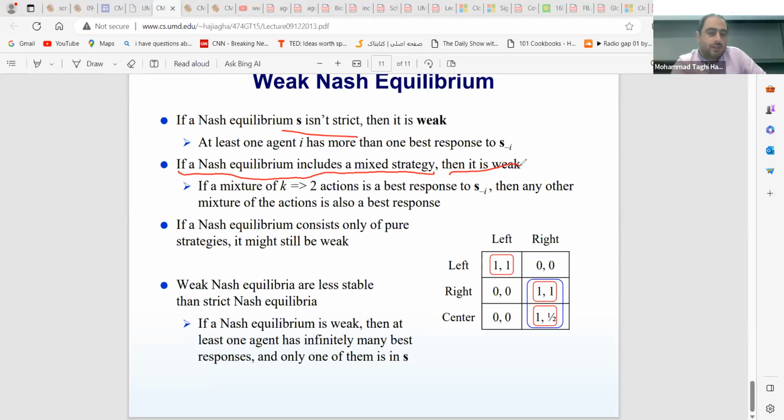However, as we discussed before, if a Nash equilibrium consists only of pure strategies, it might still be weak. These two that we mentioned are not strict, which means they are weak, and both of them are pure Nash. Of course, weak Nash equilibriums are less stable than strict Nash equilibriums. It is less of a settlement in some sense.